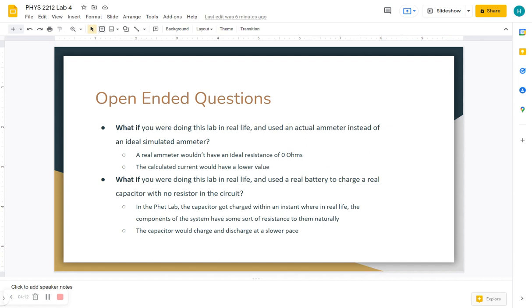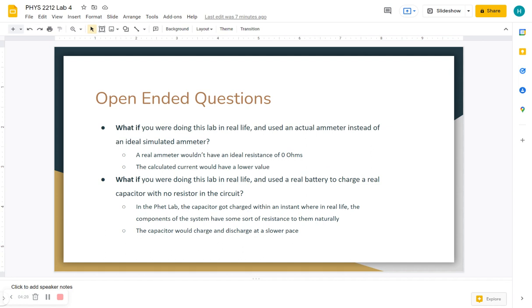So some questions to consider. What if we were doing this lab in real life and used an actual ammeter instead of an ideal simulated ammeter? A real ammeter wouldn't have an ideal resistance of 0 ohms. It's not possible to have completely no resistance at all. So this calculated current would have a lower value.